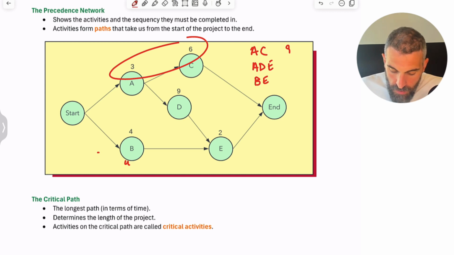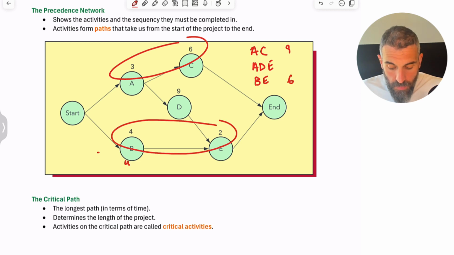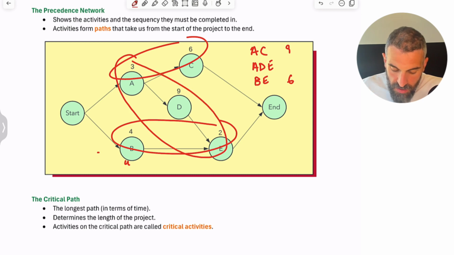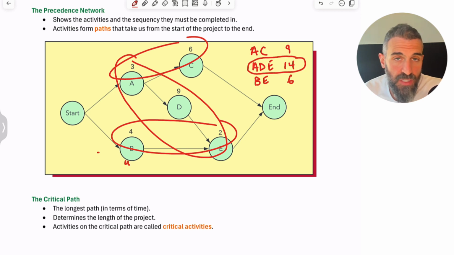Whereas BE will take you 6. And then ADE, that was the third path, would be 14 weeks. So you see, there's your critical path, not because it has the most activities, but because it has the longest total time. It's called a critical path, and those activities, A, D, and E, are called critical activities.